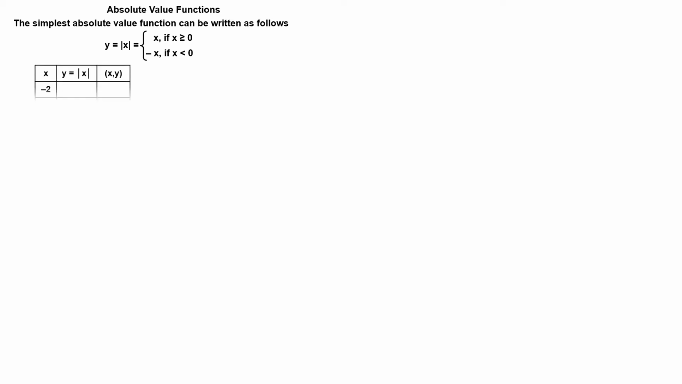The simplest absolute value function can be written as follows. This is the most basic form of an absolute value function, and let's start by graphing this function using the table of values. Remember that for whatever the input value is, the output is the value without regard to sign. In other words, the result is always a positive number.